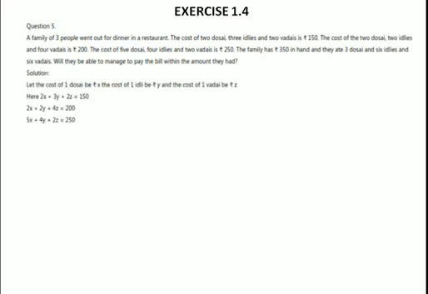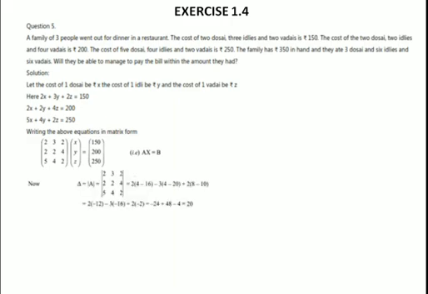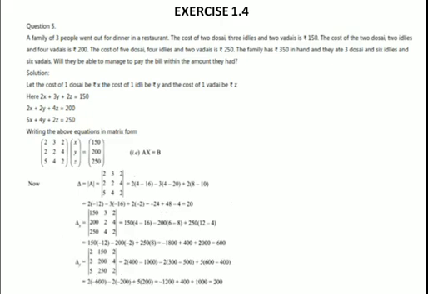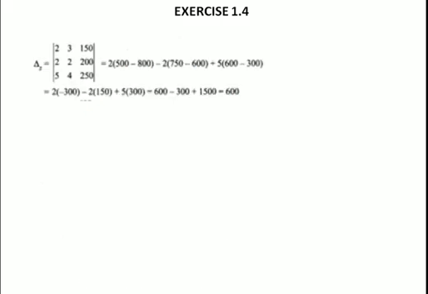First write the given information as equations. After that, write it in the matrix form Ax equals B. Delta, first find out, value is 20. Delta x value is 600, delta y value is 200, delta z value is 600. Now find out the x value 30, y value 10, z value 30.